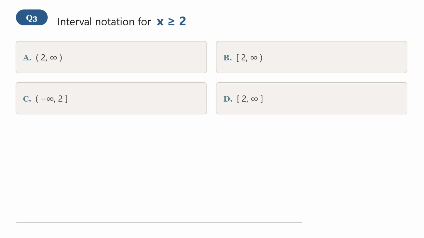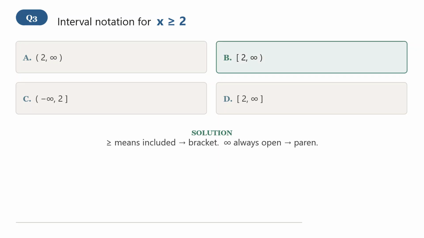Question 3. Write x greater than or equal to 2 in interval notation. Pause. The answer is the interval from 2 inclusive to infinity. Close bracket on 2 because greater than or equal to includes the endpoint. Round paren on infinity because infinity is a direction, never a number you can include. Choice D, to infinity, is the bracket on infinity trap. Square brackets on infinity are always wrong. Choice A drops the inclusion of 2. Choice C reverses the direction.